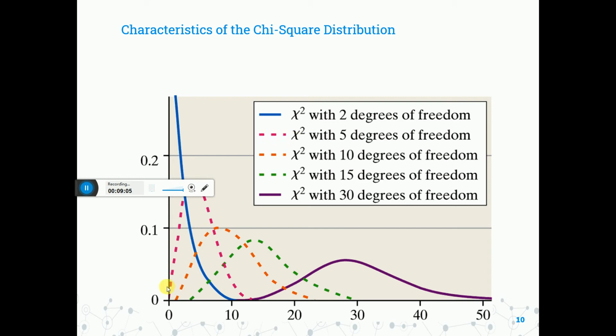Our pink distribution is slightly more symmetric, our orange a little bit more symmetric than that, and our green a little bit more symmetric than that. And you can see the difference between green and purple is a whole 15 degrees of freedom. So it took quite a bit to make it from this green, not quite symmetric, to this more symmetric purple graph.